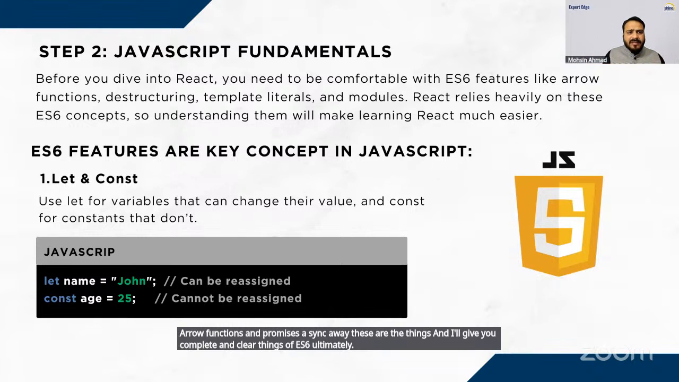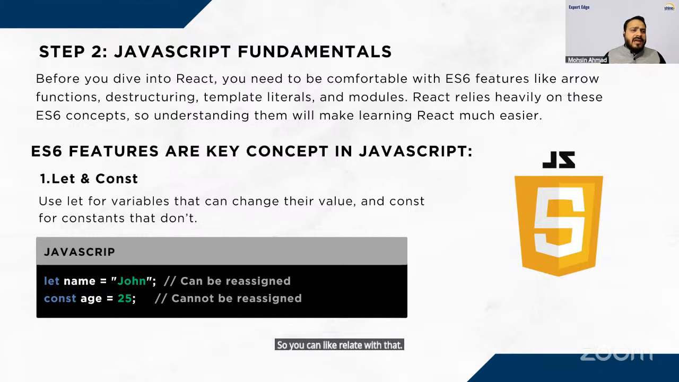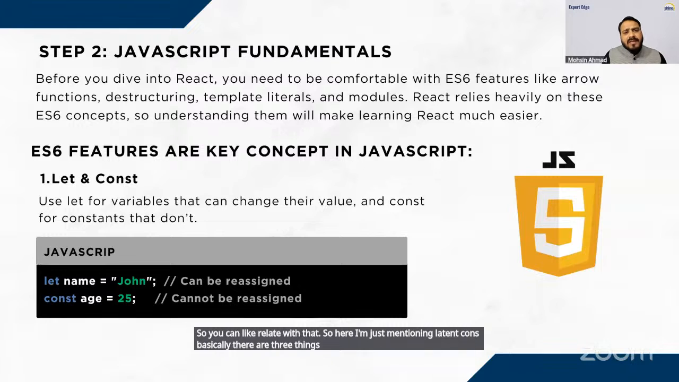So you can relate with that. Here I'm just mentioning let and const. Basically there are three things: let, var, and const. Var is a part of the previous vanilla JavaScript, and let and const were introduced in ES6.